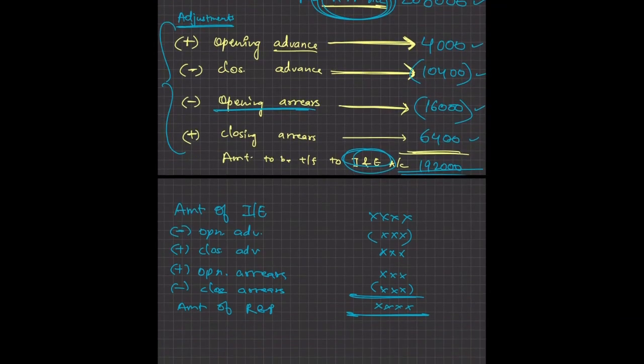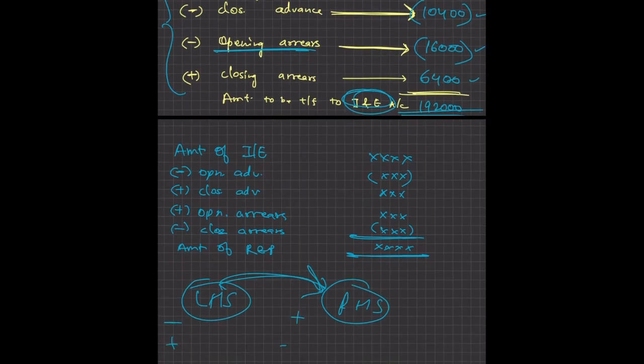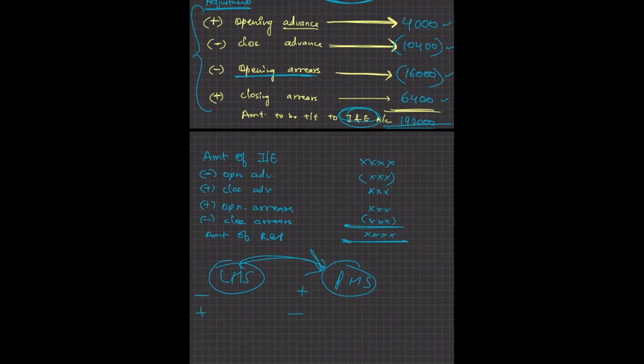Nothing I have done, I have just formed an equation, and from the LHS I have put it to the RHS. So obviously when you put something from LHS to RHS, your signs would change. The minus will become plus and the plus will become minus. That's what I have done. Basic mathematics. So that was all about the subscription account.